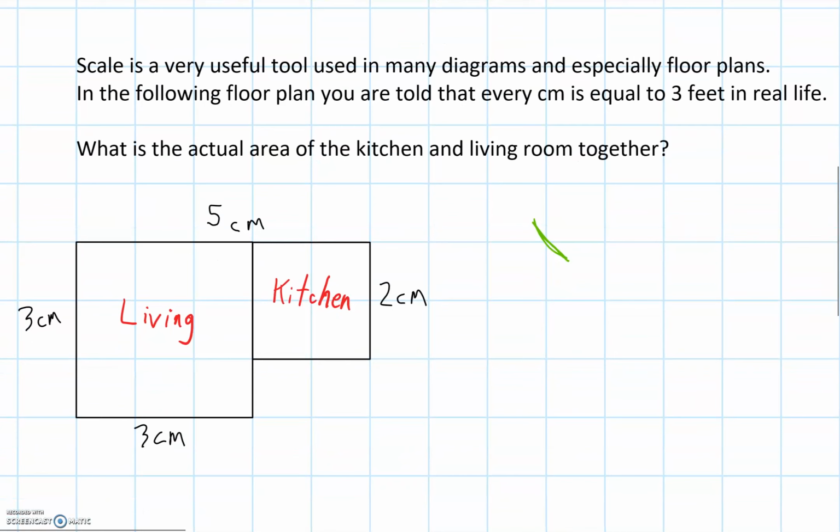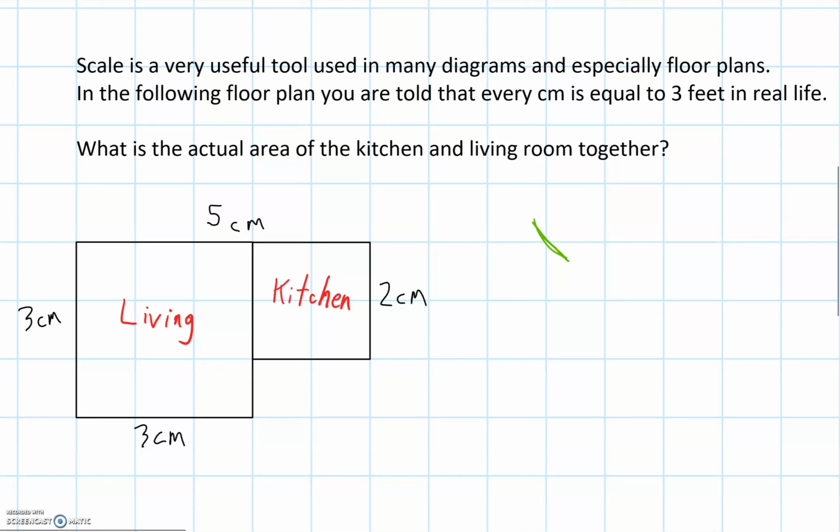All right, so let's take a look at a more complicated situation, not just a plain old square. Now we have a kitchen and living room. So scale is very useful for many places, diagrams, floor plans, etc. Here we're told every centimeter equals 3 feet in real life. What is the actual area of the kitchen and living room together?